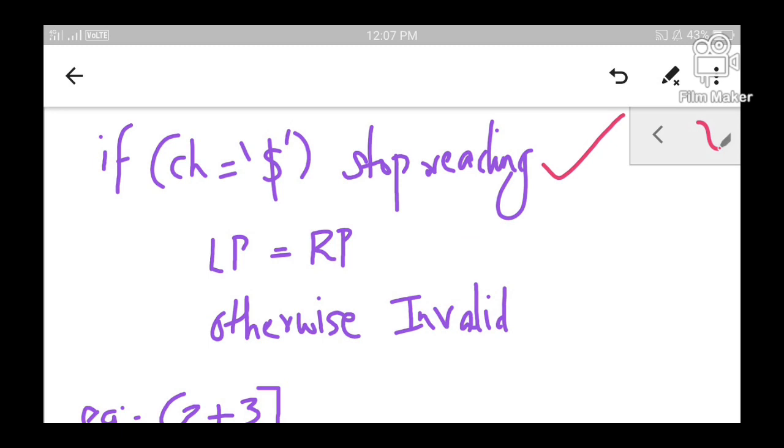Once the character reading stops, immediately you have to check whether the number of left parentheses and the number of right parentheses are equal. So in the beginning I told you there are two conditions you have to check. To check whether an expression is valid or not, the first condition is whether the opening and the closing parentheses match or not. For a normal left opening, you should have a normal right closing. And for a left square bracket, you must have a right square bracket. These are the matching parentheses.